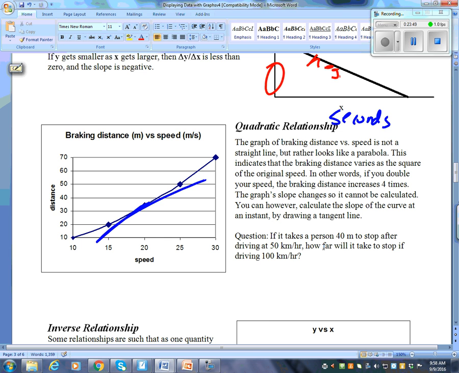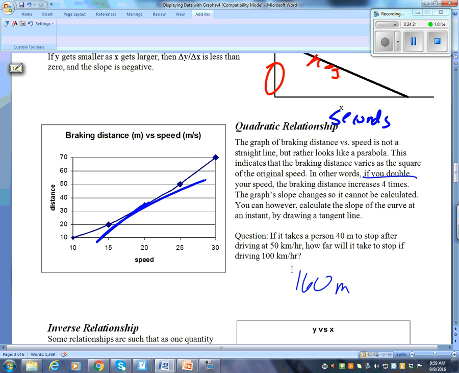Question. If it takes a person 40 meters to stop after driving at 50 kilometers an hour, how far will it take them to stop driving at 100? Remembering that it's not a linear relationship. Good thought, but you're not going to be able to read it off the graph. This is my little test to see if you've been paying attention. 160. 4 times. If you double your speed, the braking distance increases 4 times. 4 times 40, 160. Good job.